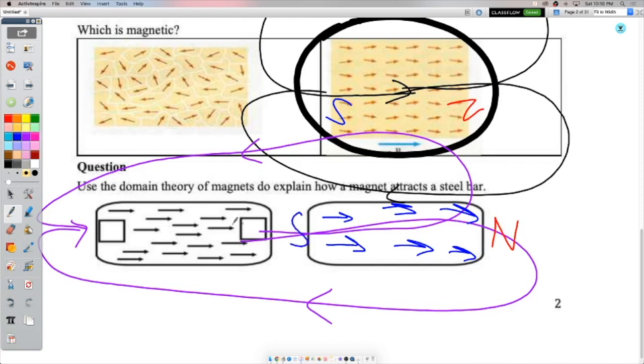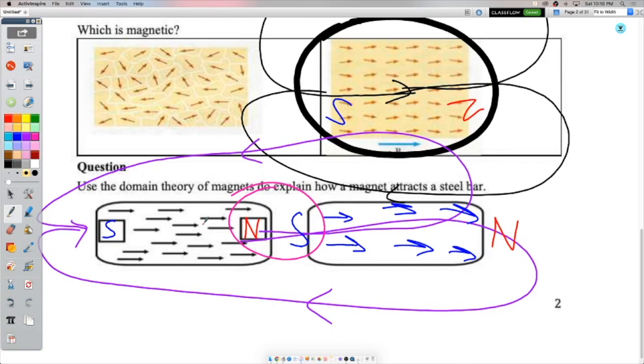Where would this thing's north and south pole be? Same thing. They exit north, enter south. So here's its north pole. Here's its south pole. And what do you know? Look at this. We have a north and a south pole next to each other. So what are the two things going to do? They're going to attract each other, okay?